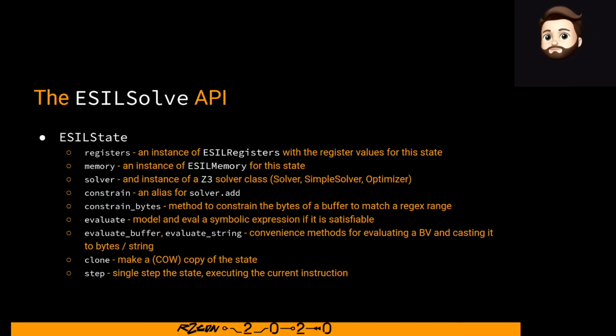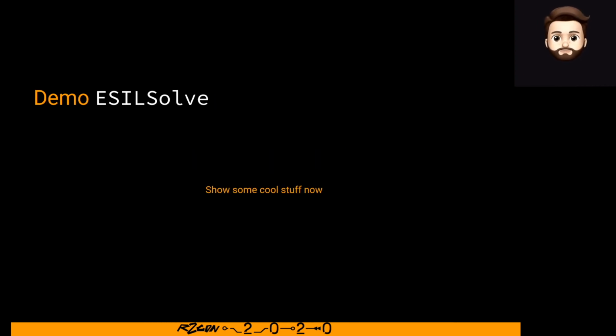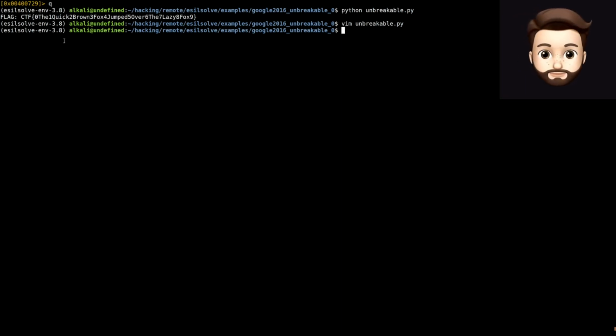when you write a tool using ESILsolve. That has the program state, the memories, the registers, the ability to constrain bytes and evaluate different bit vectors and that sort of thing. You can also make copies and then step the instruction, just like in a debugger. All right, so we're just going to move on to demoing so we can go faster through this. Our first demo was the Google 2016 CTF, but we've got some others here.